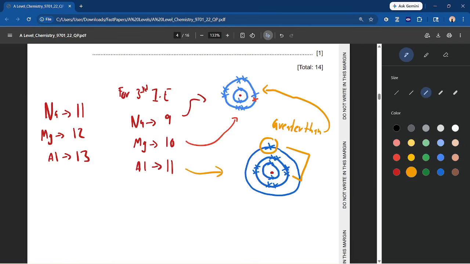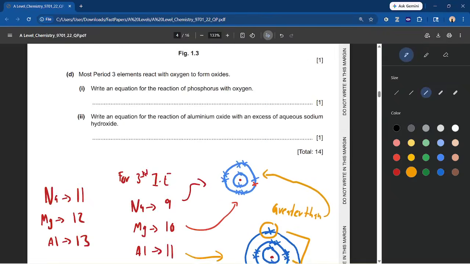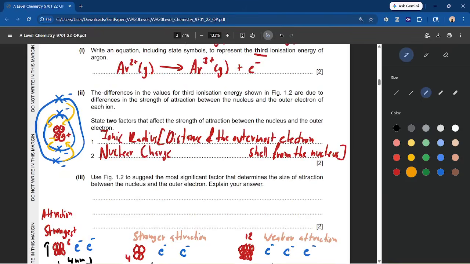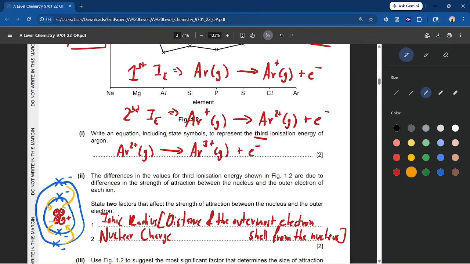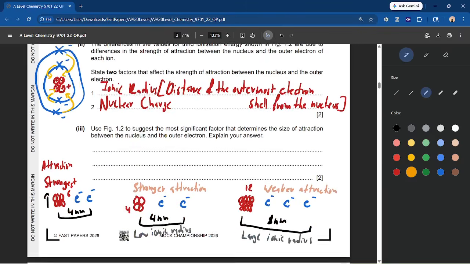from the second shell. So we can see that the distance, or the ionic radius, matters more over here, because if you take a look at this jump, magnesium is the highest, and then it drops all the way to aluminum because it's trying to remove an electron from the outermost shell. So that's what we're going to write down in our answer.